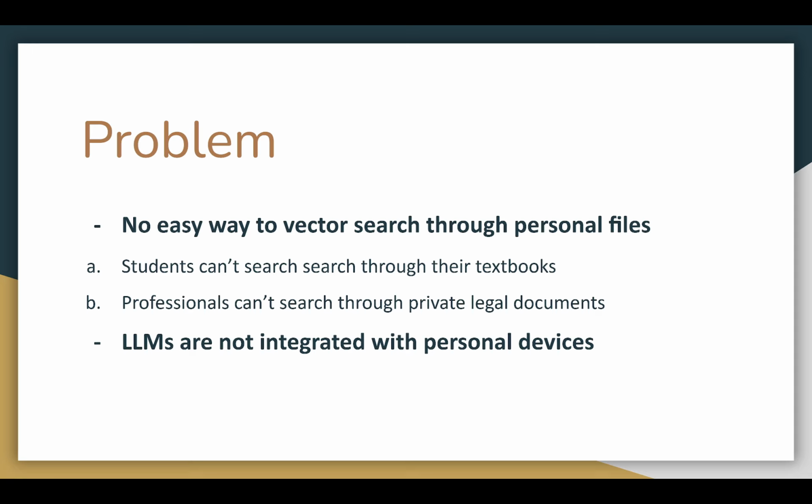First, let's go over the problems and use cases. The first problem is that the average person uses an AI chatbot like ChatGPT, but that tool doesn't have capabilities for vector search of personal files. As a result, students don't have a way to vector search through their notebooks, and professionals can't search through their legal documents. Not only that, but AI tools like Gemini can't interact with your personal computer.